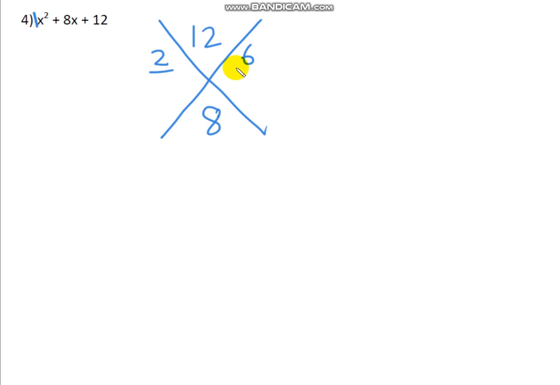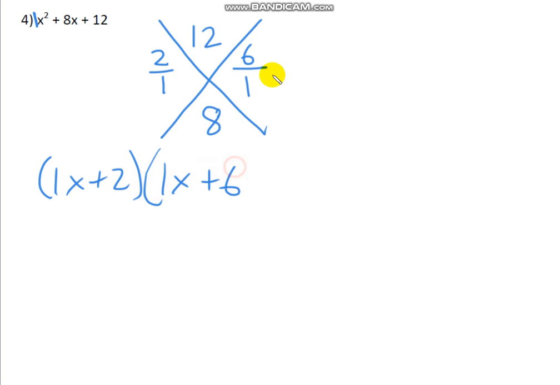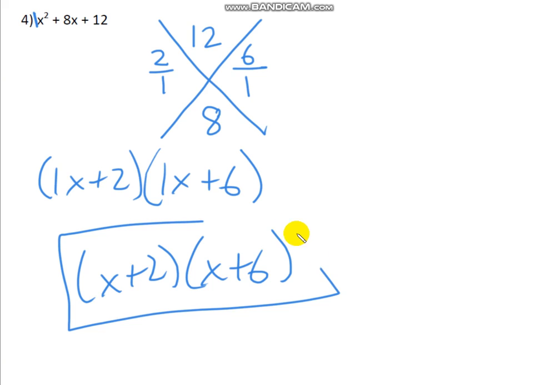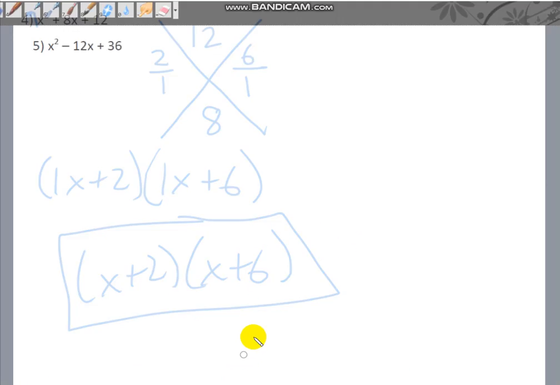I divide each of these numbers by your coefficient in front, which is 1. This means our factors are going to be 1x plus 2 and 1x plus 6, which is basically the same thing as x plus 2 times x plus 6. Go ahead and check that with that other method I showed you earlier and see if you can get the same thing.